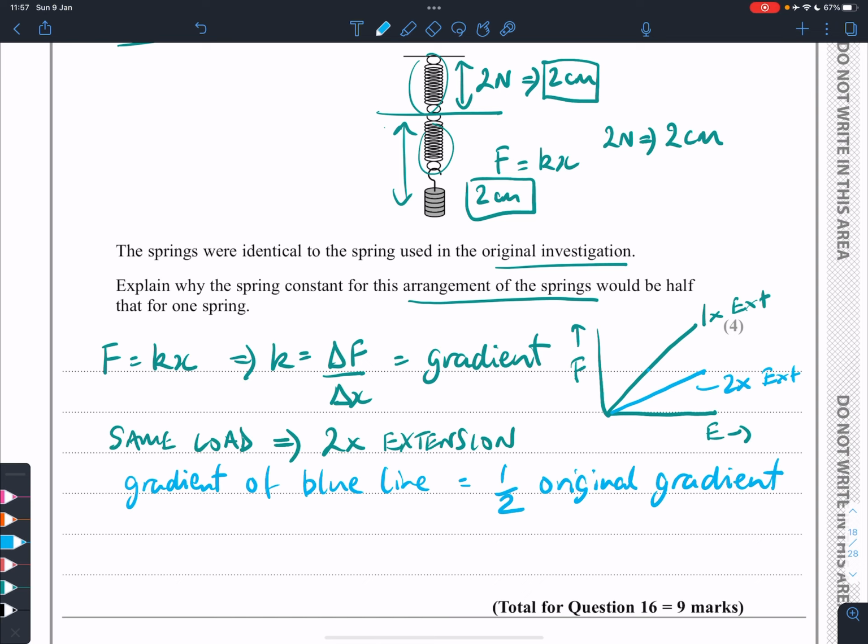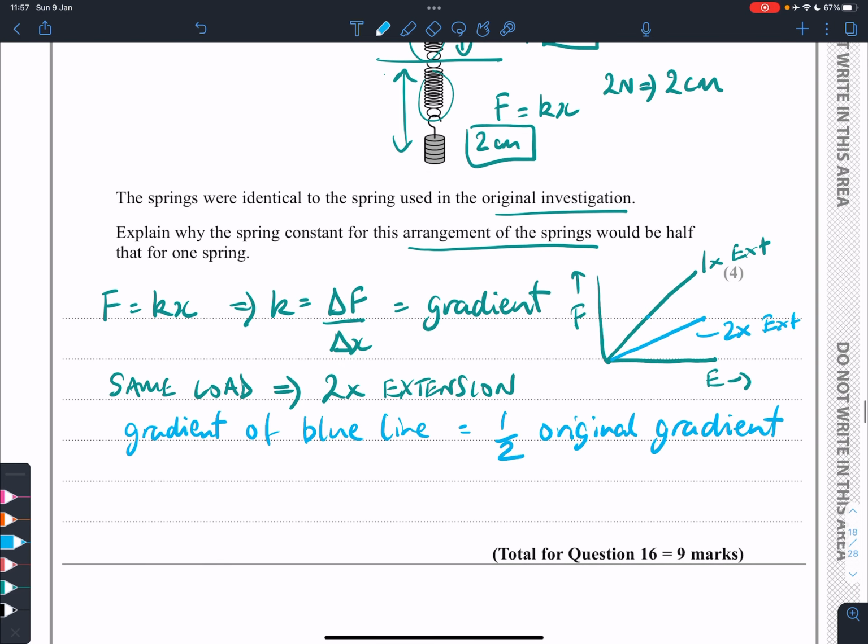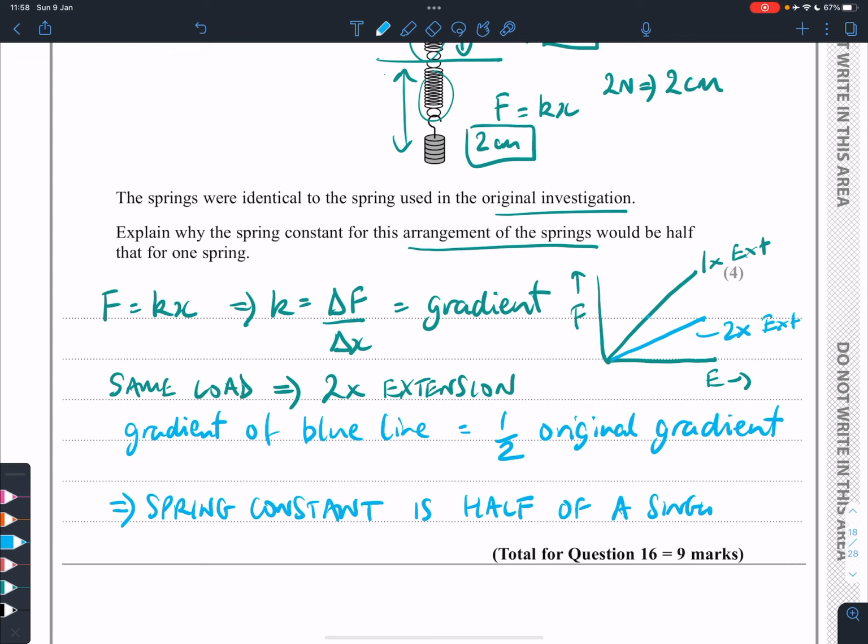If the gradient is half, that means the spring constant is also half, because the spring constant is the gradient. So therefore, the spring constant of this arrangement is also half that of a single spring. There you go, 9 marks. Right.